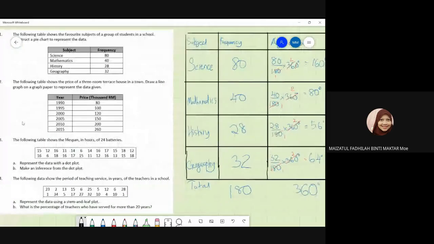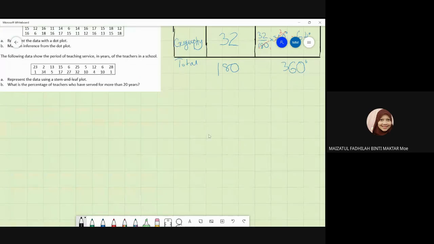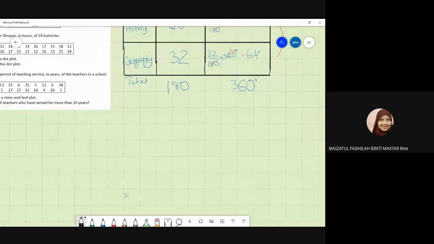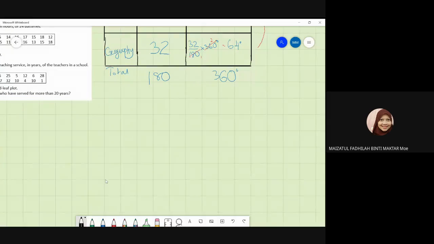Question number 2 asks you to draw a line graph on graph paper to represent the data given. For this one, you must use a graph paper like this. Please find graph paper like this, because if you don't have it, your graph will not be very accurate. So I will project the more proper graph paper.